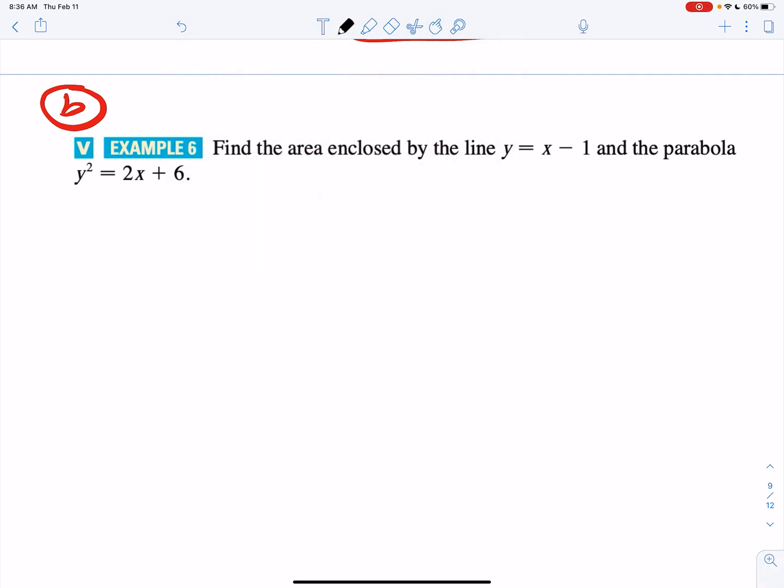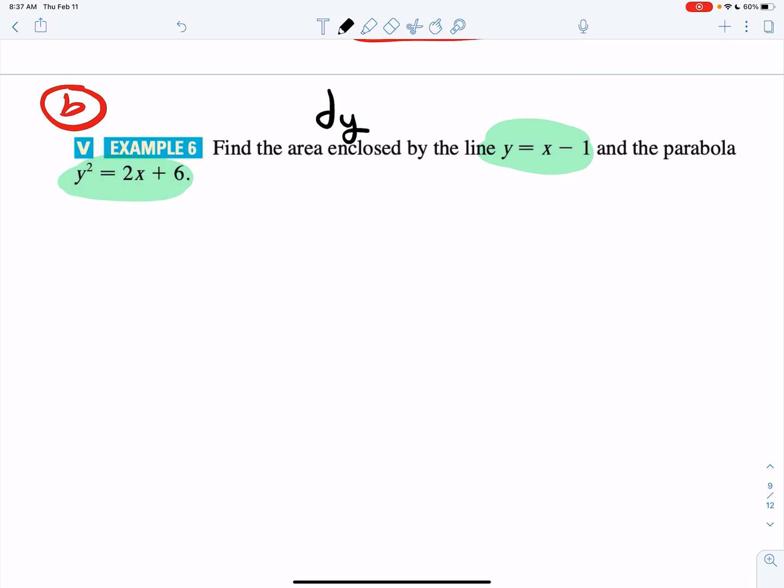Okay, so this one is a little bit tricky because this equation is in terms of x and y is by itself, right? But this one isn't. Notice how the y is not by itself, okay? So what that tells me right away is that I'm going to integrate with y. That just makes things a lot easier, okay?